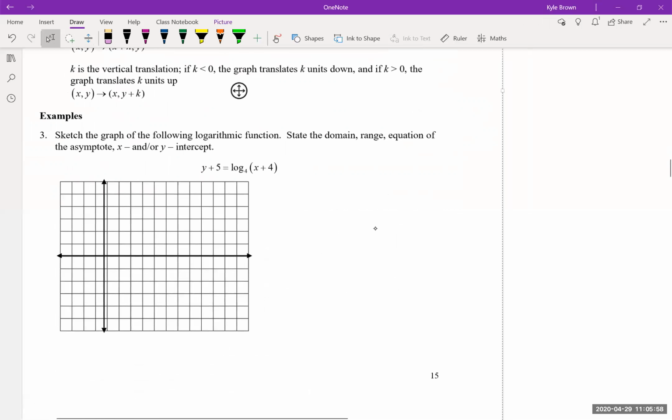So this one says, sketch the graph of the following logarithmic function, state the domain, range, and equation of the asymptote, and x and y intercepts. All right, so we want to start off with our base function, right? In order to apply these transformations, I know that those are going to shift this thing around. I need to know the original function, which is just y is equal to log base 4 of x, right? That's kind of my starting point.